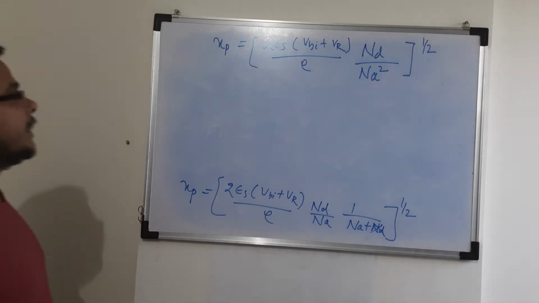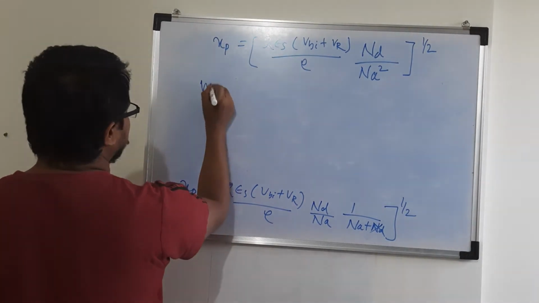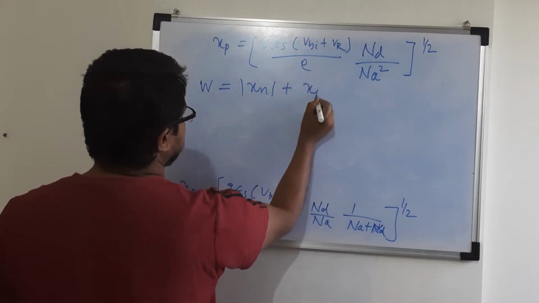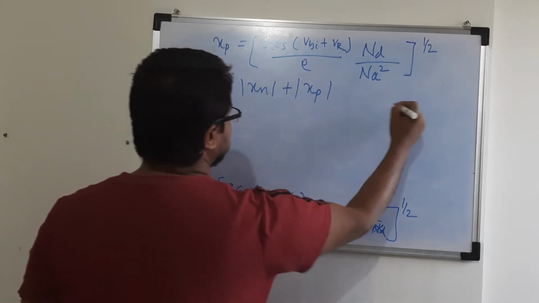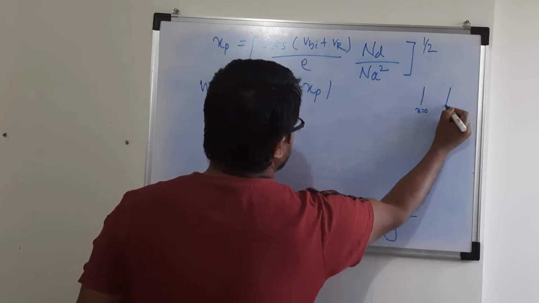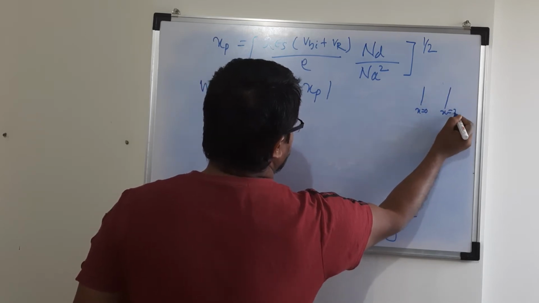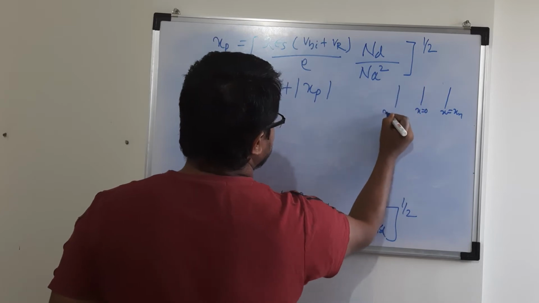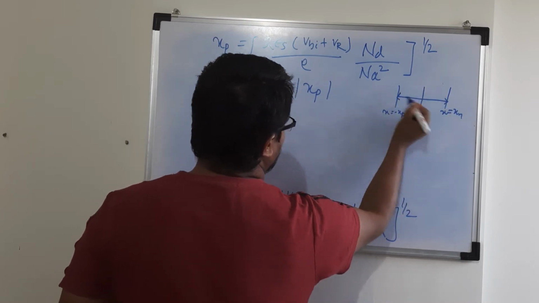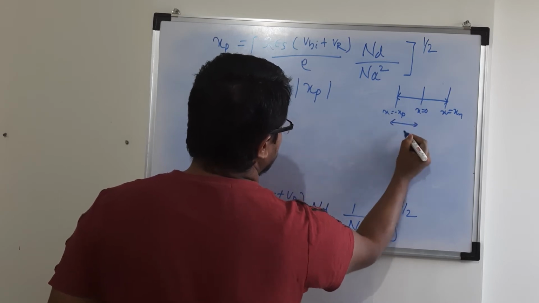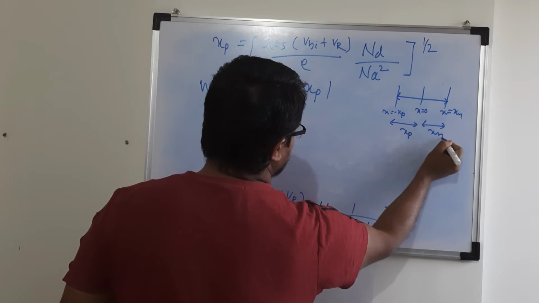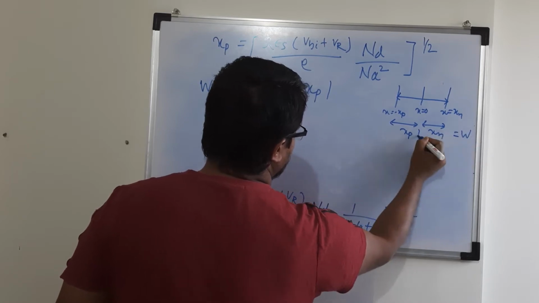Now if you want to write what is the space charge width, W is equal to actually the magnitude of xn and xp, because this is the metallurgical junction, x is equal to 0, you got x is equal to xn, and you got x is equal to minus xp. So this whole thing was the space charge width. So I will just add this value, the magnitude of xp, and this value, the magnitude of xn, to get the W value.